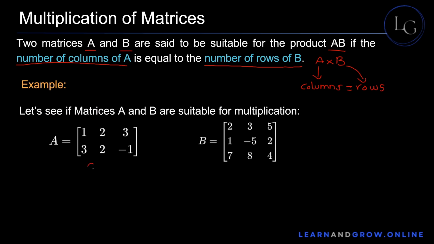Now, see this example here. A here is of the order 2 by 3, so 2 rows and 3 columns. And B here is of the order 3 by 3, so 3 rows and 3 columns. The number of columns of A is equal to the number of rows of B. So A multiplied by B is indeed feasible.